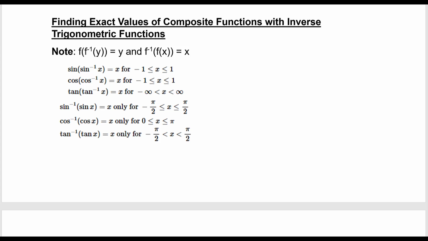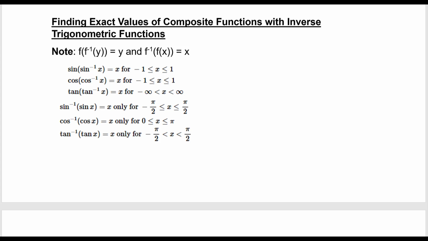In this video, we're looking at defining the exact value of composite functions with inverse trigonometric functions. I apologize, this might be a little bit long, but just know that sine of sine inverse of x is x, for x between -1 and 1. Cosine of cosine inverse of x is x, for x between -1 and 1. And tangent of tangent inverse of x is x, for x between -infinity and infinity.